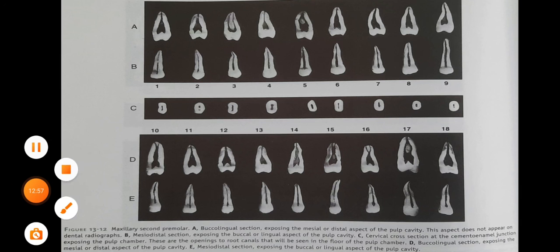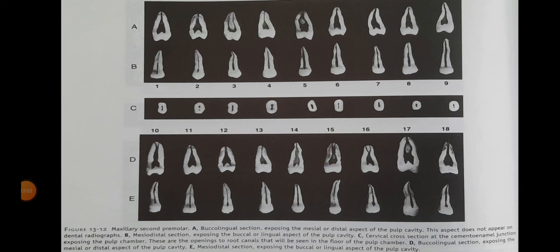Other maxillary second premolars have a canal that bifurcates at the apical third of the root. You can see this in figure 13.12 D10, 15 and 16. It should also be noted that buccal and lingual pulpal projections or fins are present at the level of the CEJ. You can see this in figure 13.12 A2, D12 and 18.